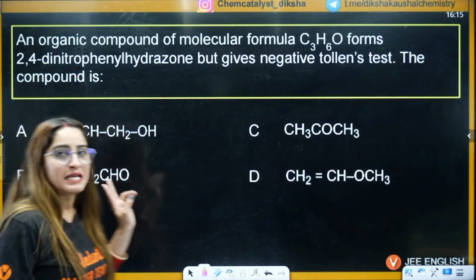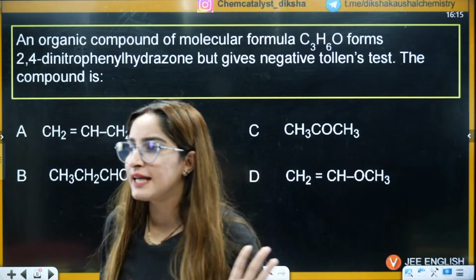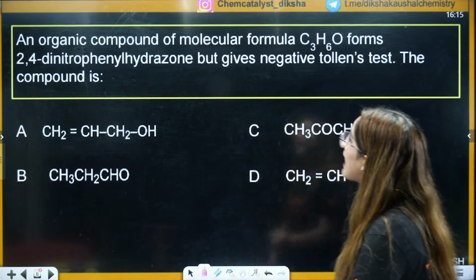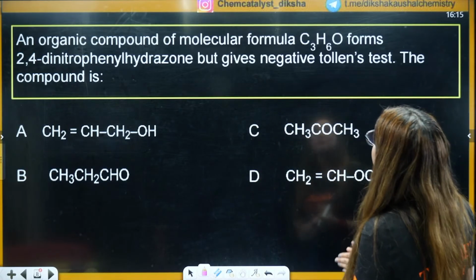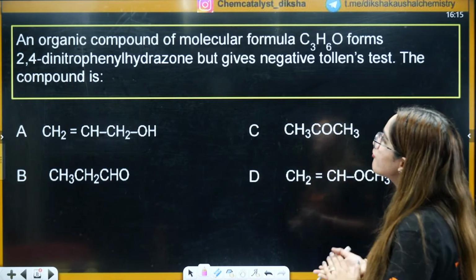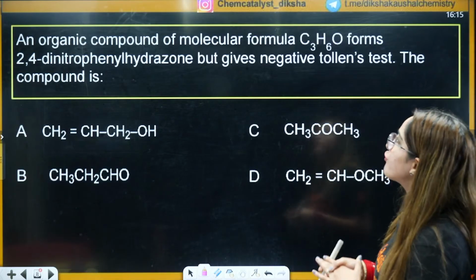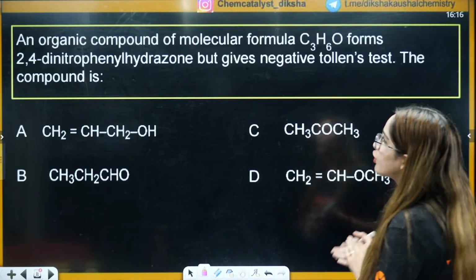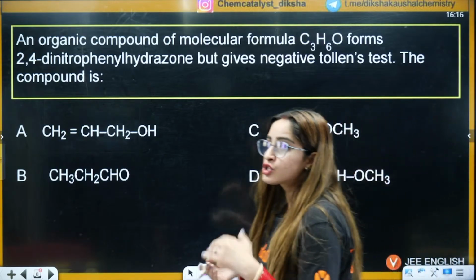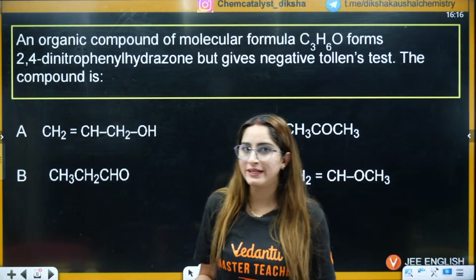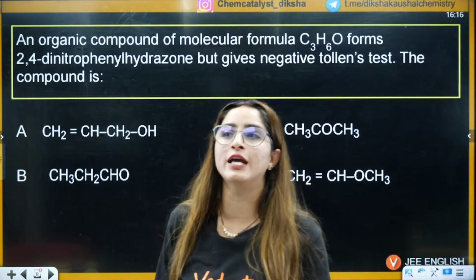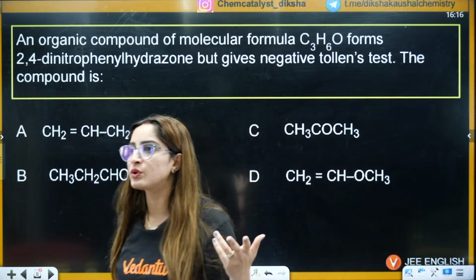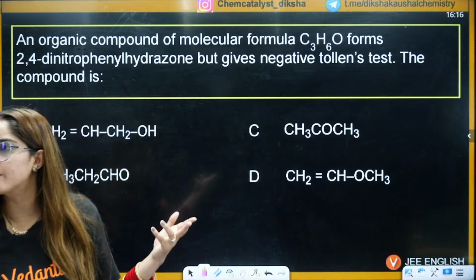Okay. Second question on your screen, everybody. Let us see that. An organic compound of molecular formula C3H6O forms 2,4-dinitrophenyl hydrazone but gives a negative Tollens test. If you remember the 2,4-DNP test, what exactly gives the 2,4-DNP test, Schiff's test? What exactly gives you these tests? Anybody in the chat box?